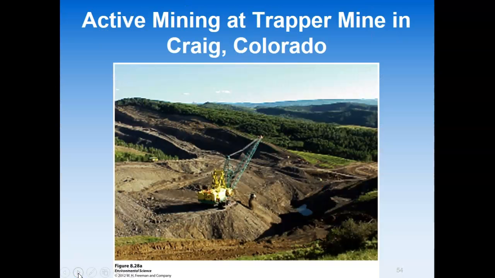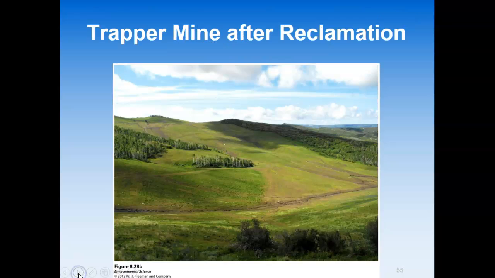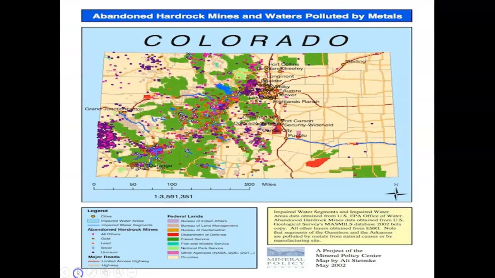In the textbook, it talks about the active mining that occurred at the Trapper Mine in Craig, Colorado. Look at the immense scar that occurred because of the mining that went on there. And it was mountaintop removal and some strip mining. But then afterwards, they reclaimed the land. To reclaim the land means to go back in and put soil back and revegetate and replant. And so you can look at how the reclamation actually resulted in such a positive outcome. And in fact, scientists found that there were new species that arrived after the reclamation process was done.